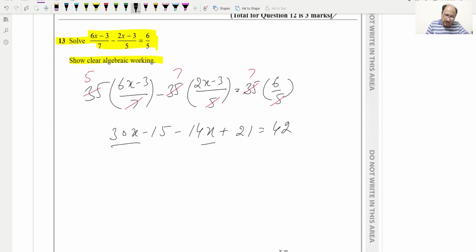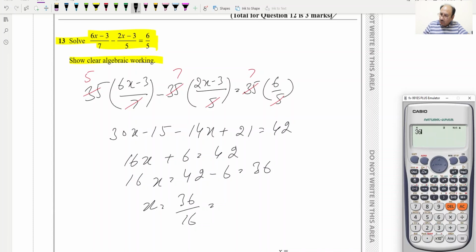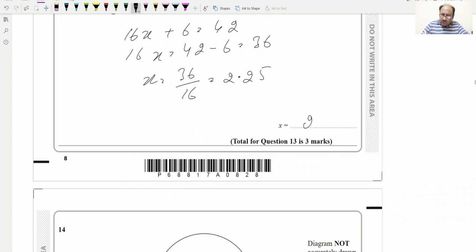And now we can add the like terms. 14x minus... 30 minus 6, 14 is 16x, so 16x and this will be plus 6 is equal to 42. So 16x is equal to 42 minus 6, which is equal to 36. So x is equal to 36 over 16, and 36 over 16 is equal to 9 by 4, or we can write 2.25. So 2.25 will be our answer, which we can provide, and this is the mark question which we are done with.